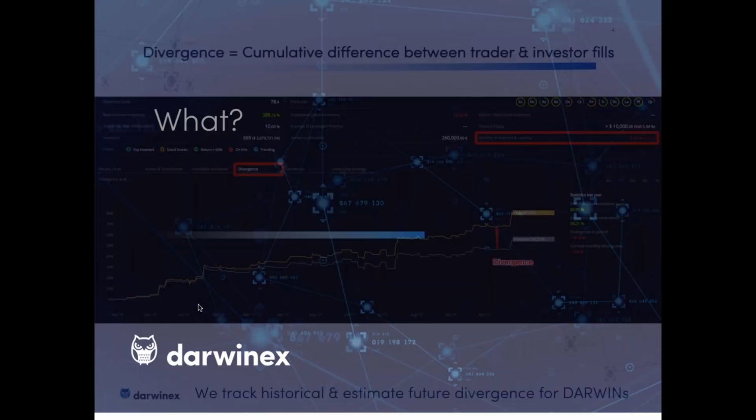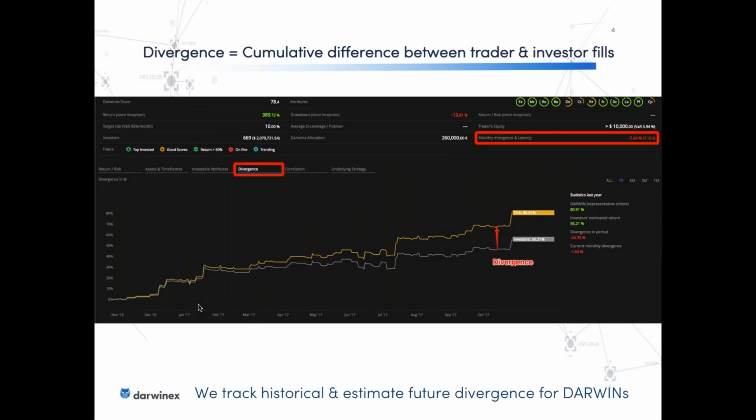So what is it, first of all? Divergence is the cumulative difference between the notional performance of a DARWIN and the actual performance that investors in said DARWIN actually experience. As you shall see, before we get into the details, we track both the historical divergence, but also we estimate the divergence going forward. What you can see here is an abstract of a DARWINx, which is one of the most popular right now, and you can track the divergence here in the interface, or also look at the forward-looking monthly estimate for it in this part of the interface.